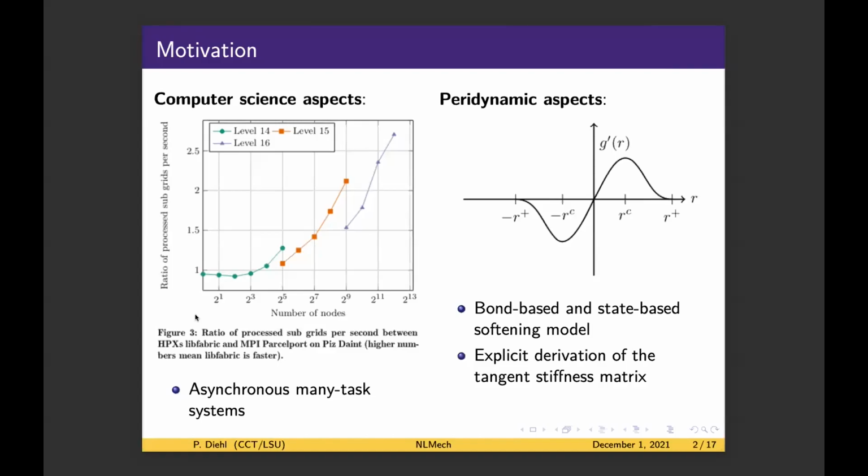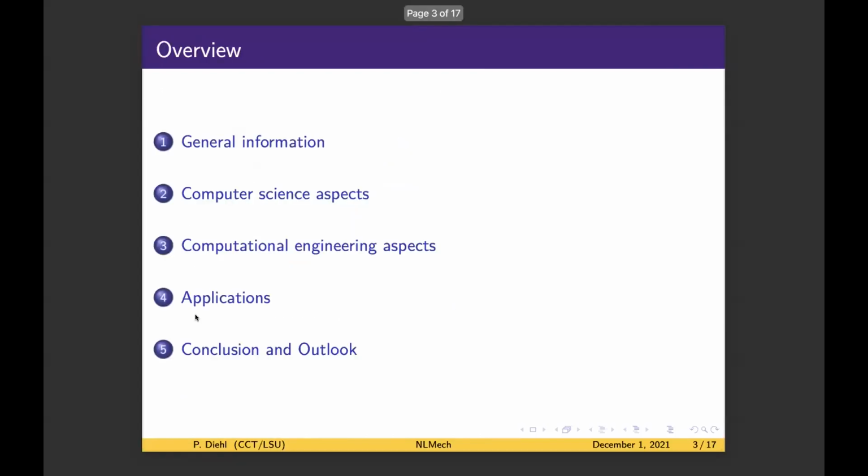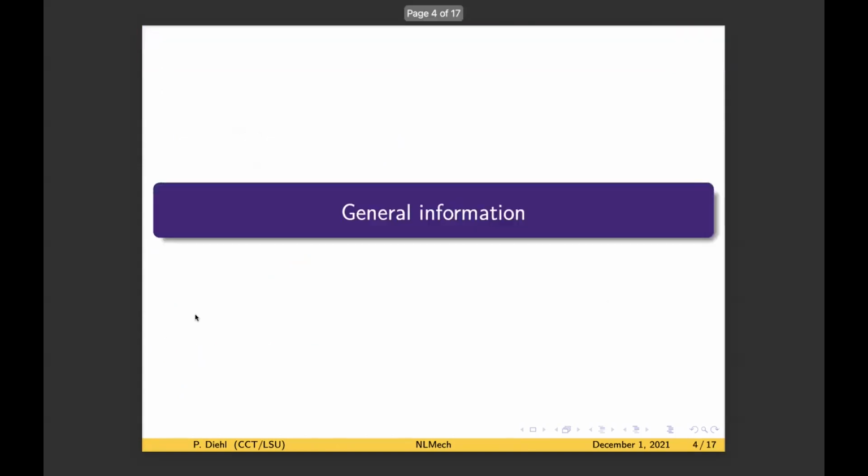And I will show you later what we can do there. So my overview is here. I will give short general information about the code, talk about the computer science aspects, computational engineering aspects. I list a few applications we solved with this code, and I will finish with the conclusion and outlook.